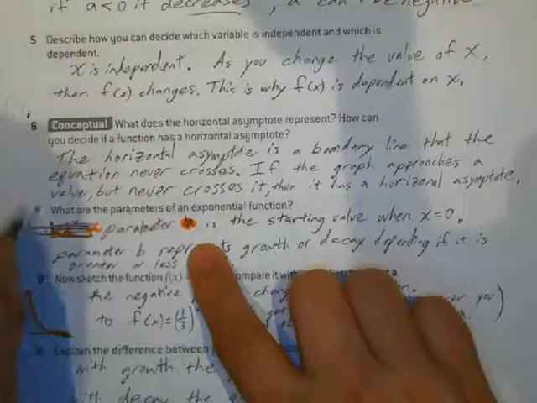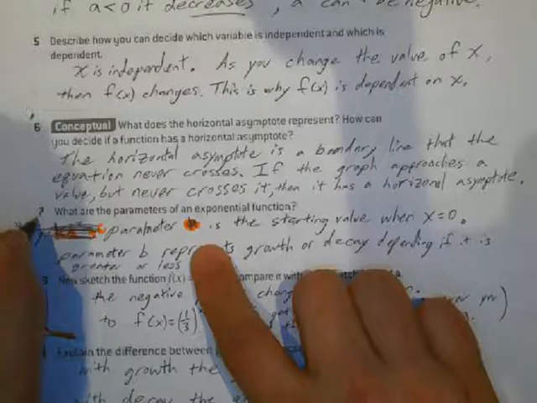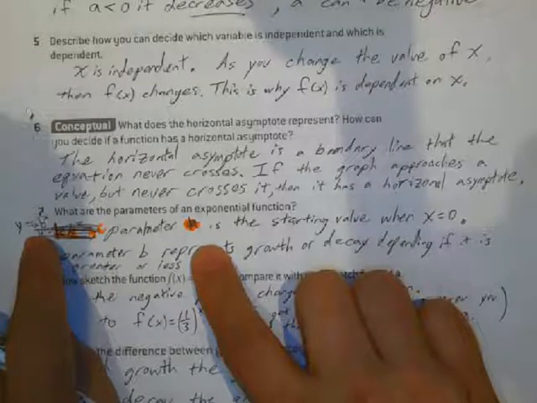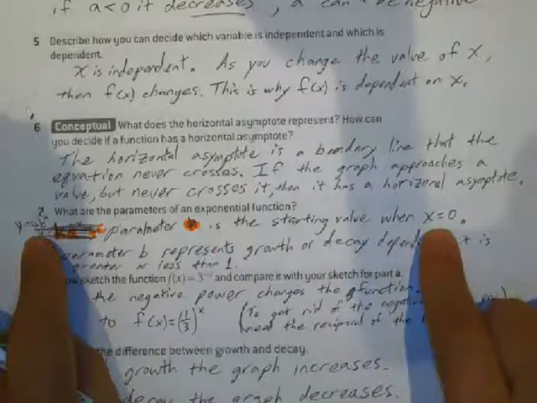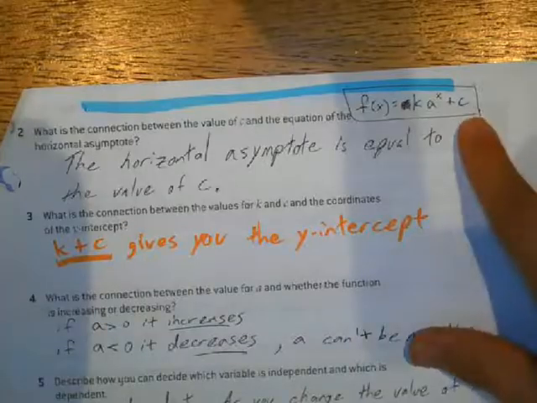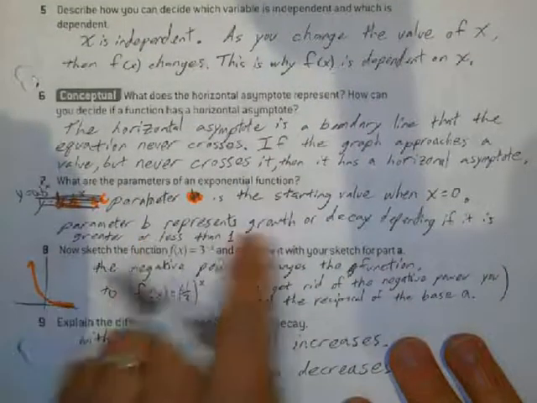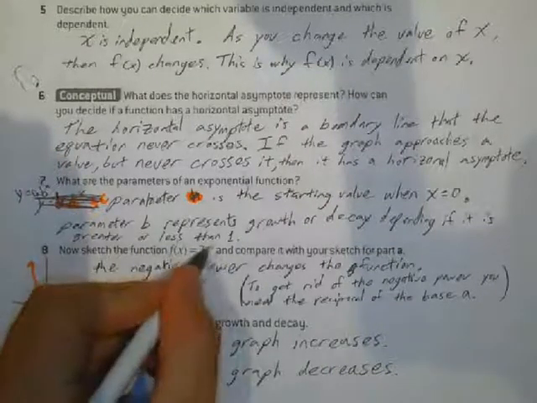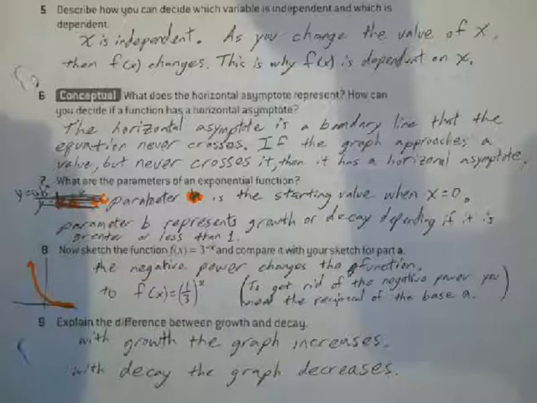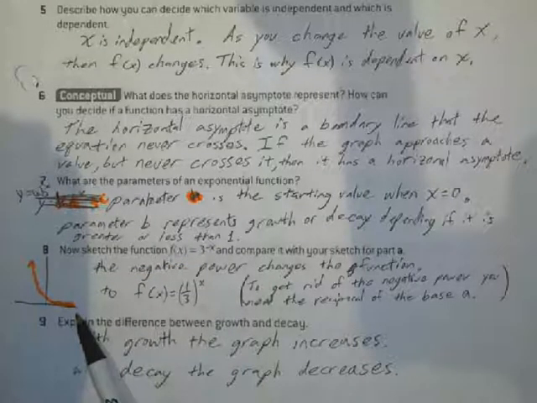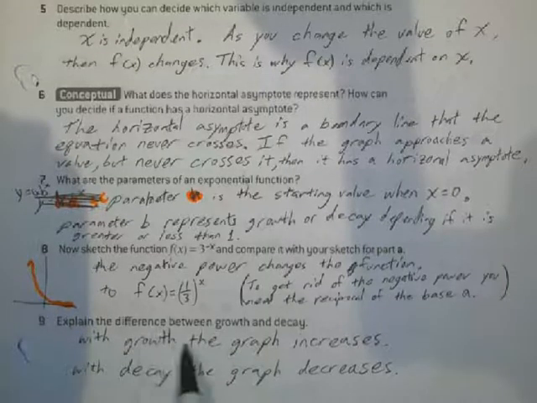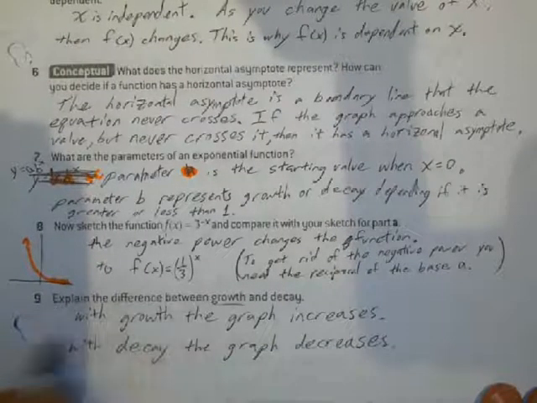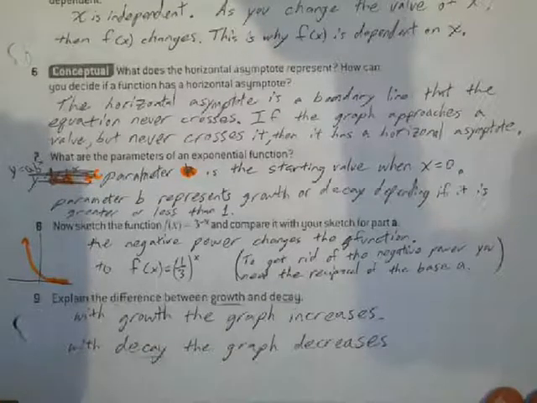So if I have y equals a times b to the x power, whatever this initial value is, it would give us our starting point when x is 0. When we add c to this, we end up shifting it up and down. The parameter b represents if it's growth or decay. We've already talked about that. And when we have a negative x power, it's going to be decay. Okay. Explain the difference between growth and decay. With growth, it increases. With decay, it decreases.